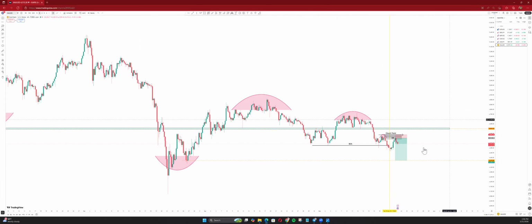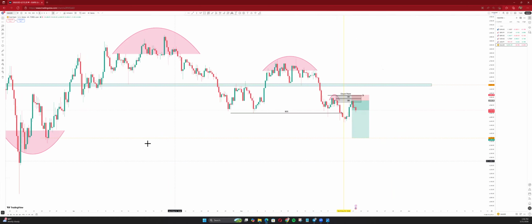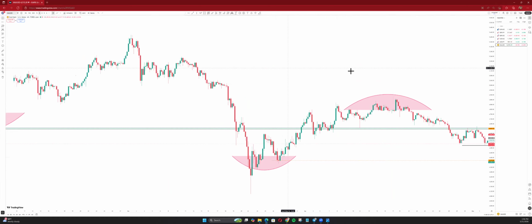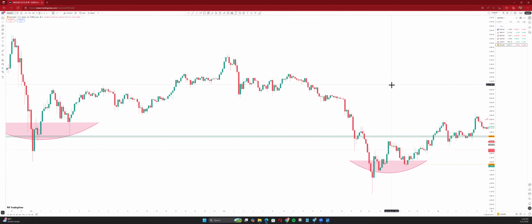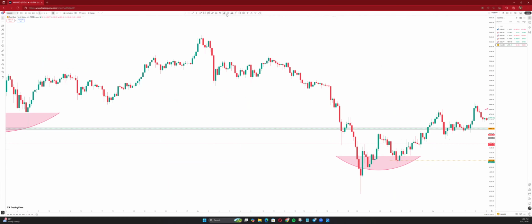So I just want to show you guys something. Let's take, for instance, what area? All right, let's look at this area here. Let's look at this area here as the uptrend.